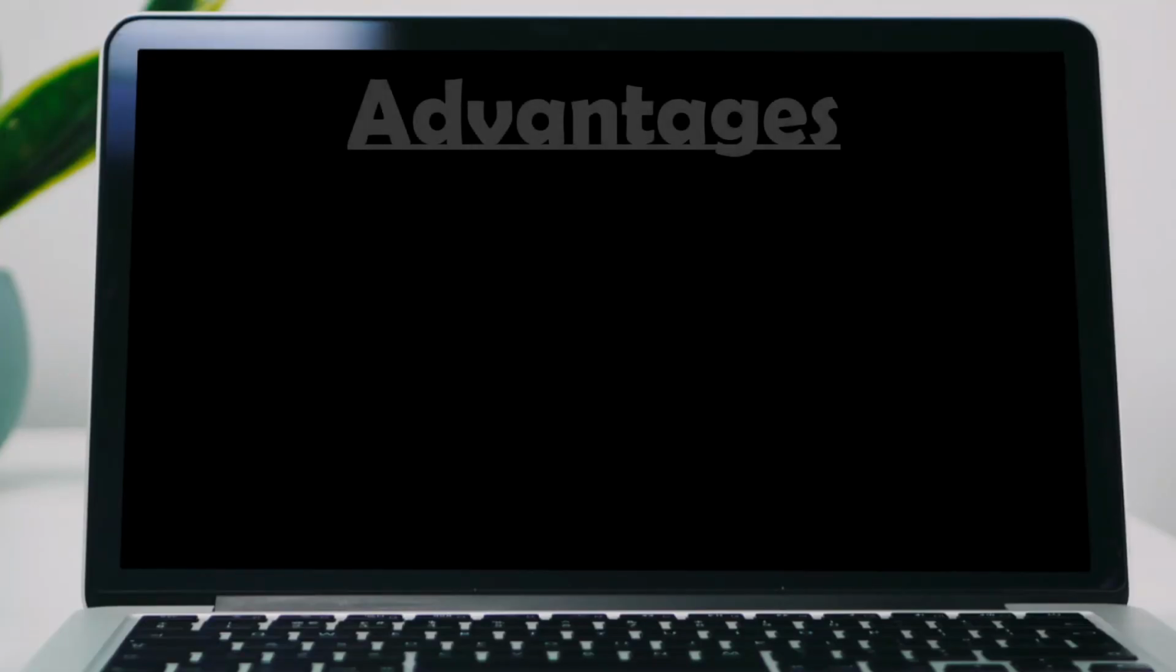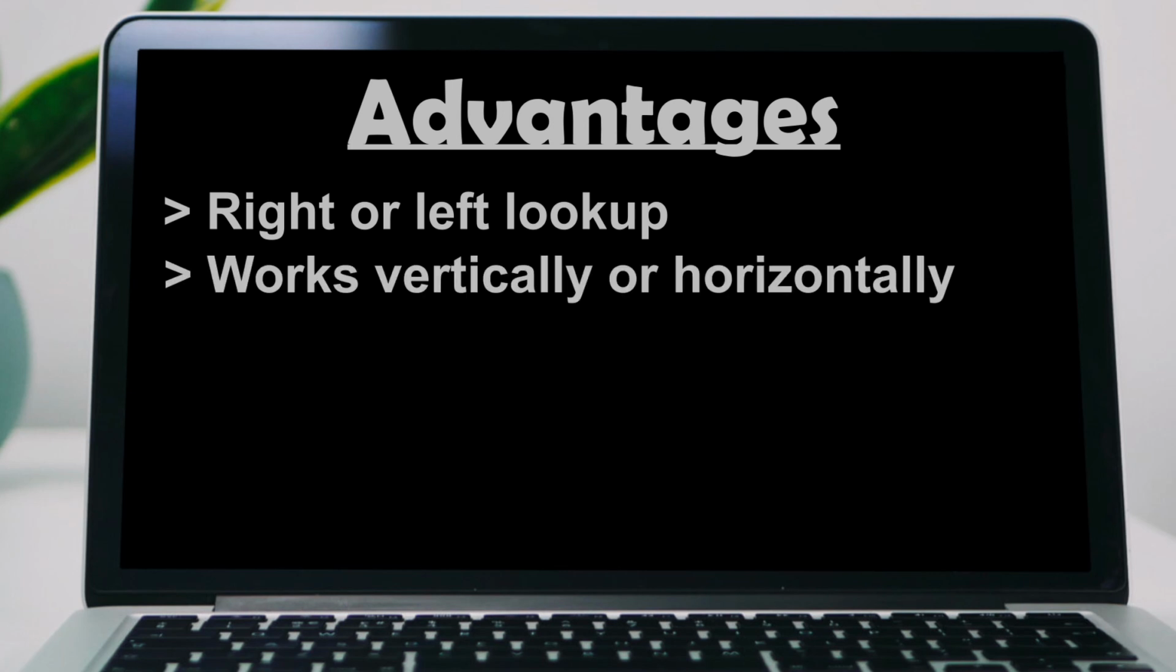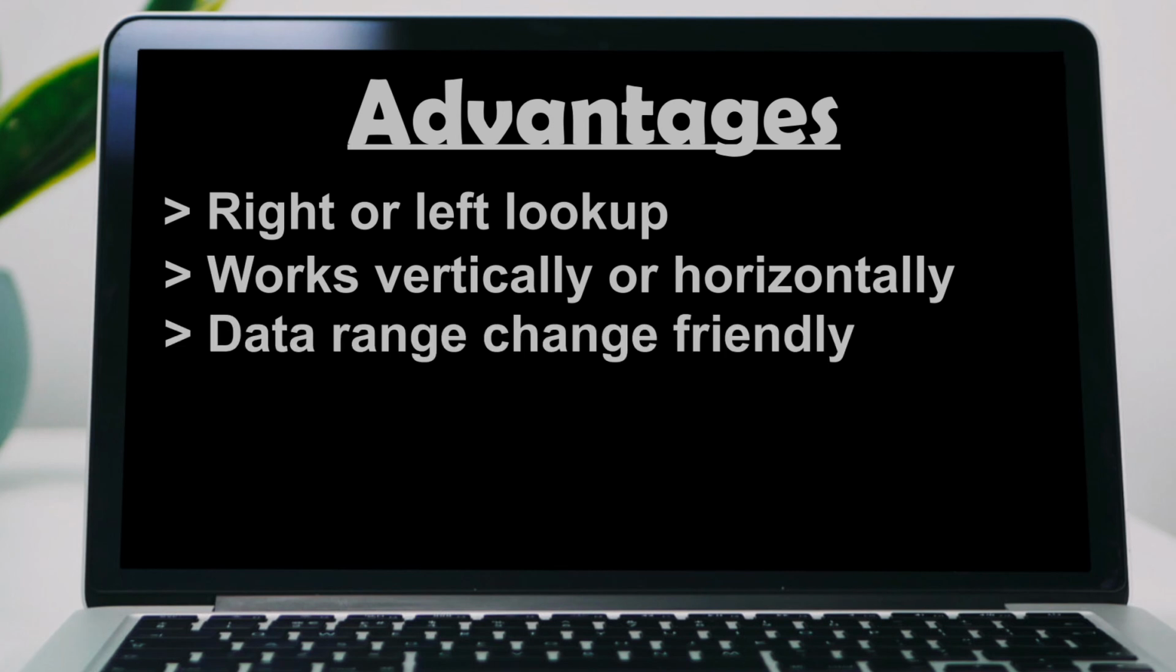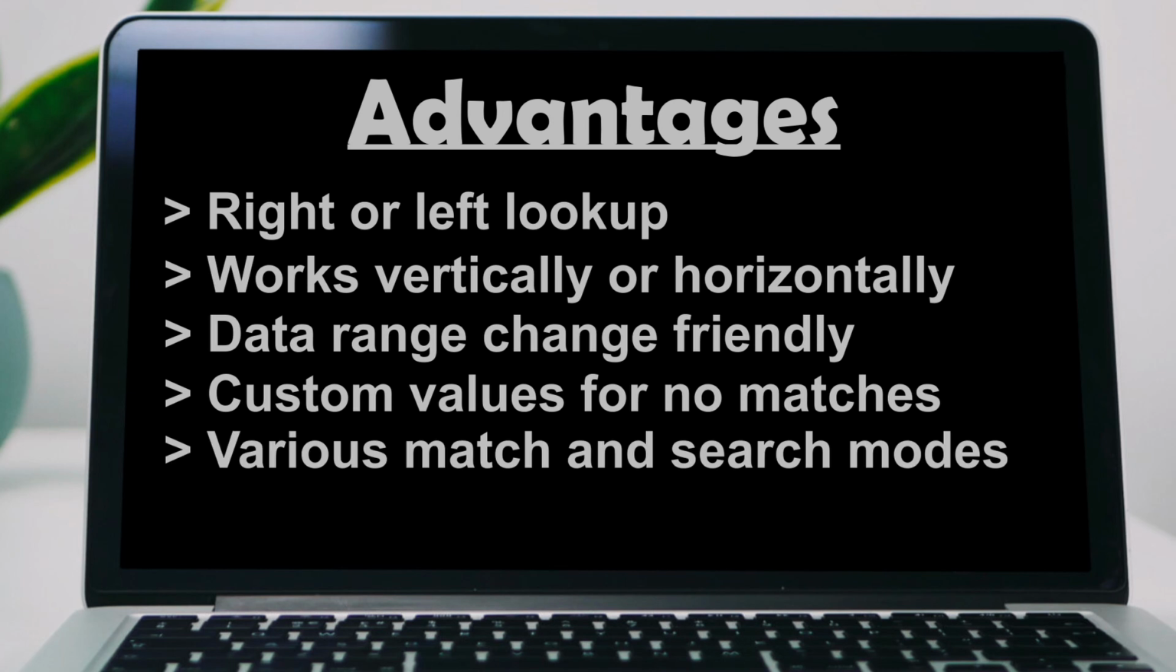Here are the advantages of the XLOOKUP function. It can look for values to the right or left of the reference, whereas VLOOKUP can only look to the right. It works vertically and horizontally. The function does not break when adding more columns to data ranges. When no match is found, it can return custom values, which eliminates the need to nest formulas for error handling. Powerful match and search modes to choose from. It can return an array, and not just a single value.